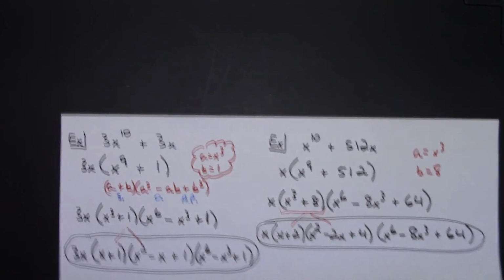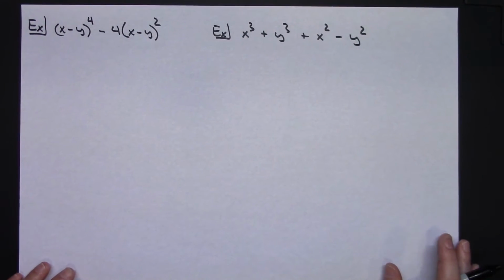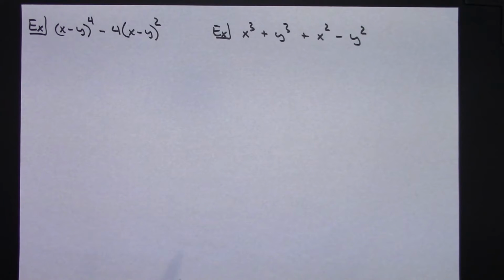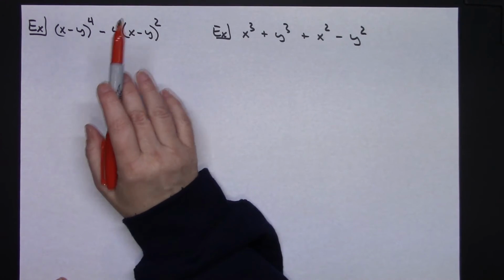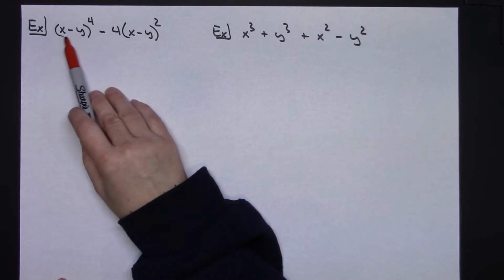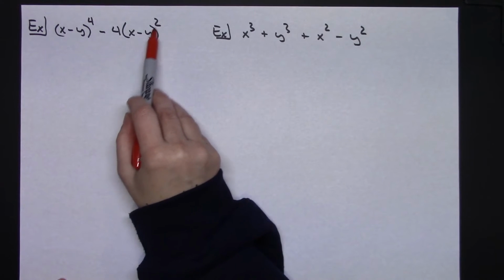Alright, and then we're going to do just two more examples, trying to hit lots of different types of scenarios that you might run into. Okay, so something like this, again, two terms, but they're a tad bit more complicated. I've got x minus y to the fourth minus 4 times x minus y squared.